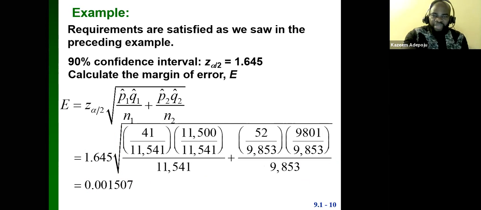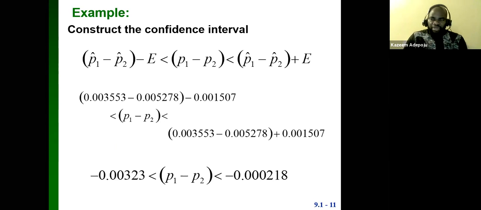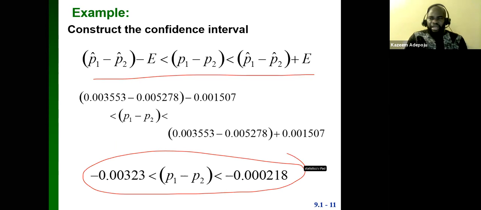Now that you have the margin of error, you can go back to the formula and plug in the values of p-hat 1, p-hat 2, and the margin of error, and at the end of the day, you arrive at this. What we are saying is that we are 90% confident that the true difference of the proportions lies between negative 0.0023 and negative 0.00000218. In this interval, you cannot have a zero. And when there is no zero in an interval, it indicates that the two populations are not the same.